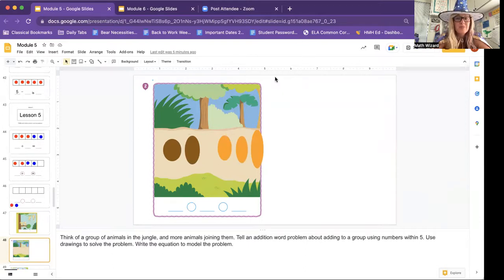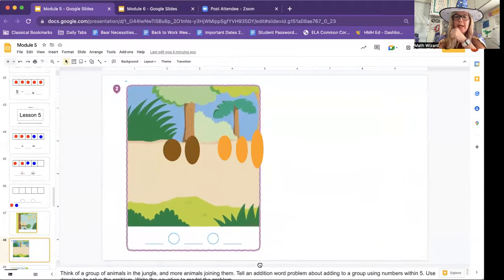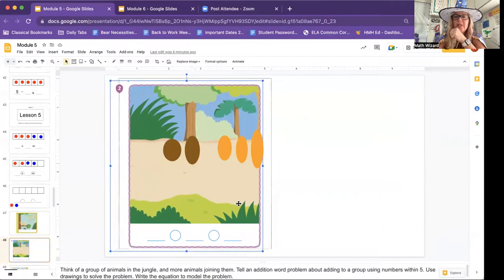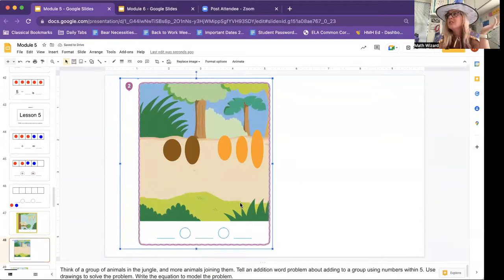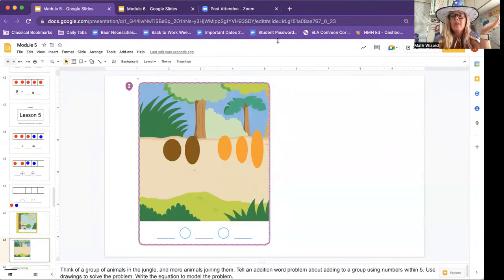So friends, math stars, it says that it needs to be a group with numbers within 5, right? If our answer is within 5, that means we couldn't do something like 10 monkeys and 20 join them, because then we're going to end up with way more than 5, right? So we can't do that. So I did 2 monkeys and 3.